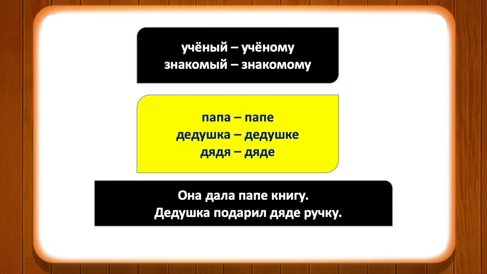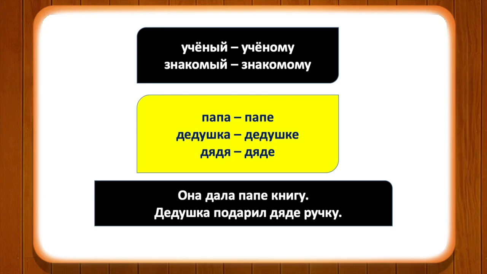So now let's take this example. Она дала папе книгу. She gave a book to her father. Она дала папе книгу. Дедушка подарил дяде ручку.